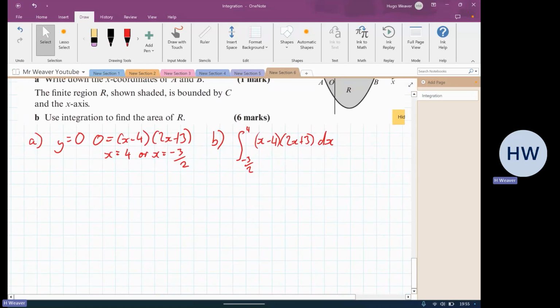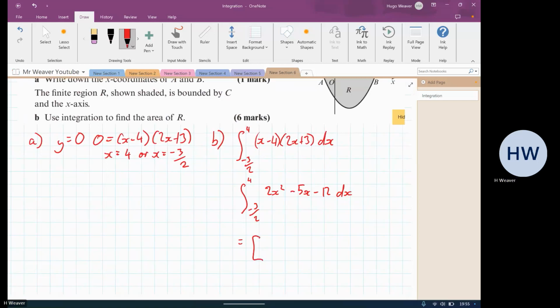So if I expand that now, still keep my bounds exactly the same. X times 2x gets me 2x squared. X times 3 gets me 3x. -4 times 2x gets me -8x, and -8x plus 3x gets me -5x. -4 times 3 gets me -12. Okay, so now I can integrate that.